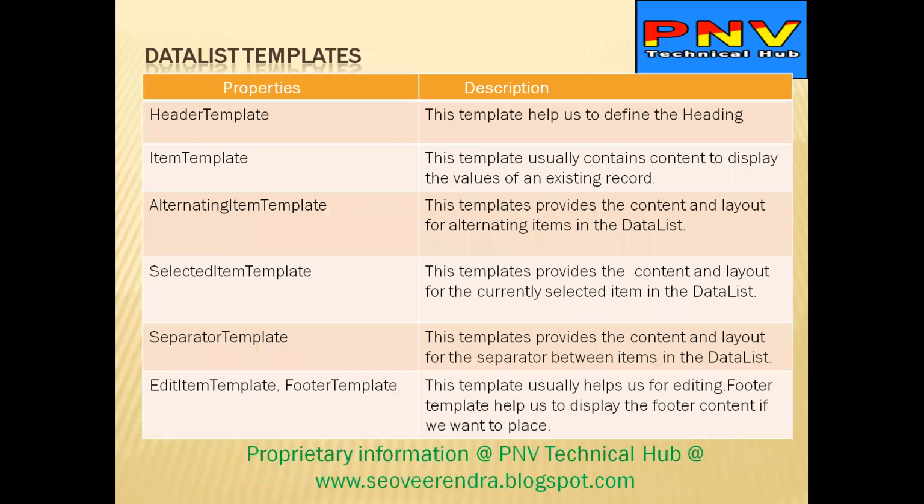The common data list templates are the header template, item template, alternating item template, selected item template, separator template, edit item template, and so on. These are the common templates that we will work with in the data list control. All these are self-explanatory, as you are already aware. We discussed this in the last session: header is for displaying the heading, and items display the data items. Anyway, this information is available in my blog; you can go through that.